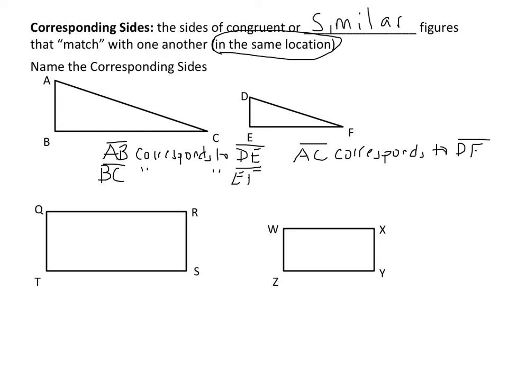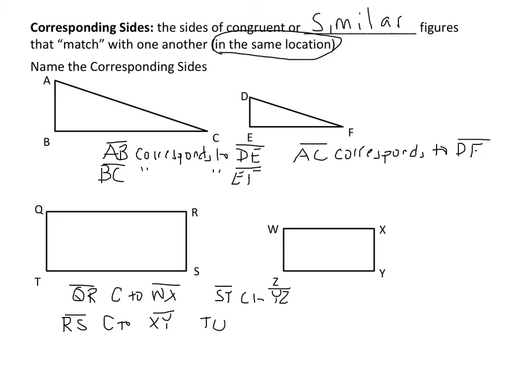Since they're orientated the same way, we can kind of just look at it. So we have QR corresponds to WX. We have RS corresponds to XY. We have ST corresponds to YZ. And then we have TQ corresponds to ZW.